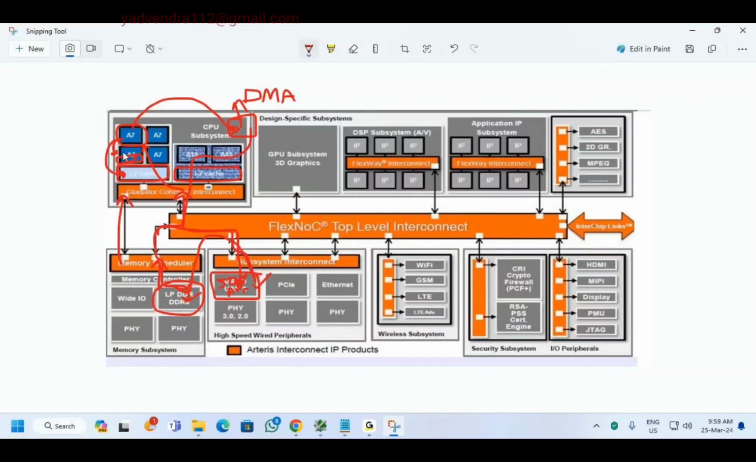Now my processor will tell the cache controller to go fetch the data. Immediately the cache controller will come to the memory controller, and from the memory controller it goes to the DDR, that means our RAM. From the RAM it will take the data and store it inside the L2 or L1 caches. From the L2 or L1 caches, my processor will access the data. This is how the data transfers actually happen inside an SOC.